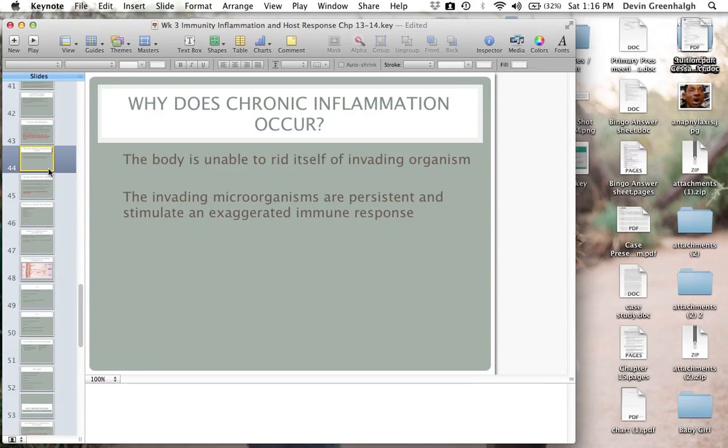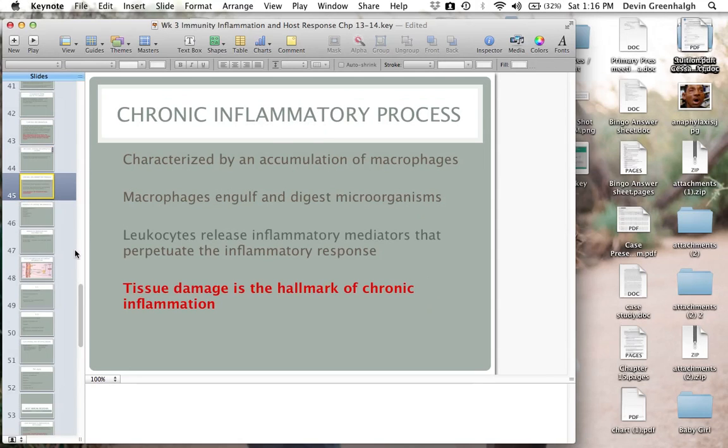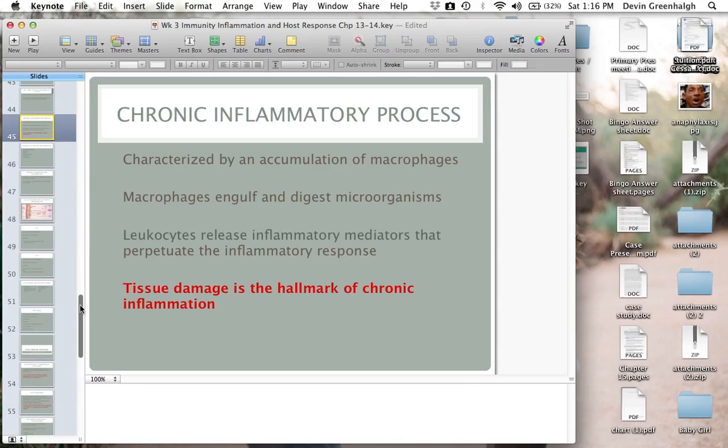Why does chronic inflammation occur? Well, the body is unable to rid itself of whatever organism is causing the problem. The invading microorganisms are persistent and they stimulate an exaggerated immune response. So what's the process of chronic inflammation? You have an accumulation of macrophages. The macrophages engulf and digest microorganisms. Leukocytes release inflammatory mediators that help perpetuate the inflammatory response. And again, this is in red, super important: tissue damage is the hallmark of chronic inflammation. So, what is the hallmark sign of chronic inflammation when you have tissue damage?